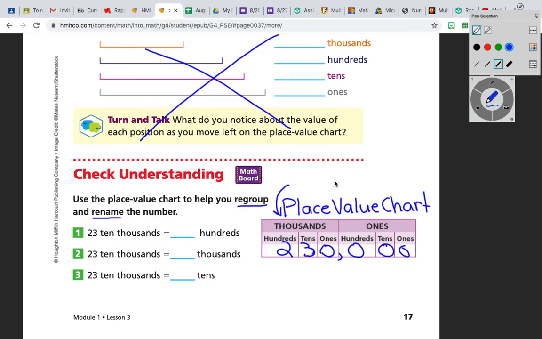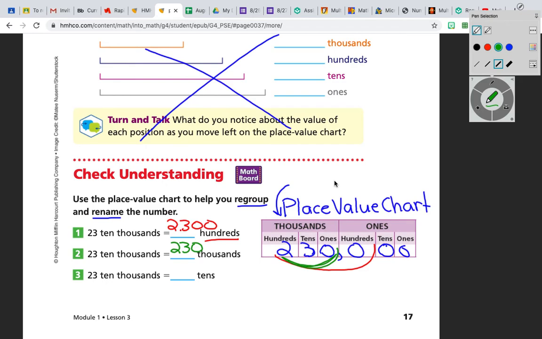Okay, so if we were looking at this problem and it says 23 10,000s, how many hundreds would we have? So I'm going to come over here to hundreds and I'm going to scoop up how many hundreds I have. So I have 2,300 hundreds. Okay, how many thousands do I have? So we'll get thousands and I'm going to scoop it up. Thousands would be right here, 1,000. So I scoop it up, I have 230 thousands.